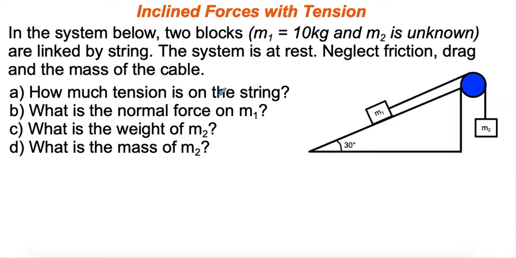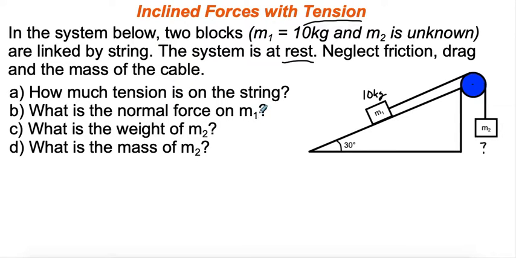So now we have another force involved, which is tension. Okay, so tension comes from strings or chains or some cable or something like that. So there's going to be tension on this cable that's going around the pulley. Okay, we have mass 1 being 10 kilograms, and mass 2 we don't know. They're linked by a string. The system is at rest. That's important information. We're going to neglect friction, drag, and the mass of the cable. And you forget about mass of the pulley as well. So we're just basically looking at the masses of the two weights here.